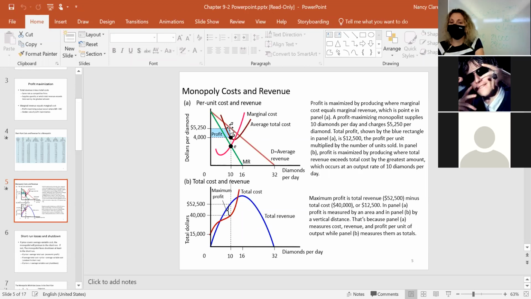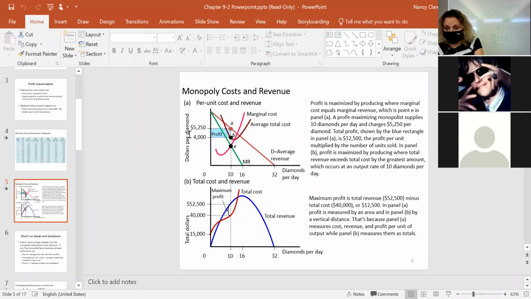Step three, I want to find my ATC. Sometimes I got to go up, sometimes I got to go down. In this case, I get to go down to find my ATC. Remember, I'm laser focused on that dashed black line at a quantity of 10. So I head straight down, straight vertical along that dashed line, and I find point B on my ATC. Because I got to go down from my price to my ATC, I know I'm making a profit. Because my cost is lower than my price, that's a good thing. So I find an ATC, an average total cost of $4,000.